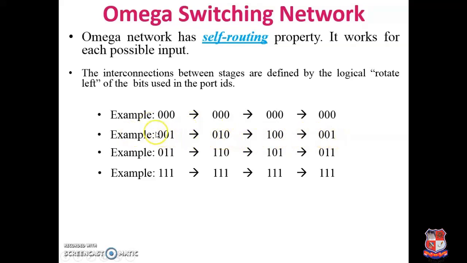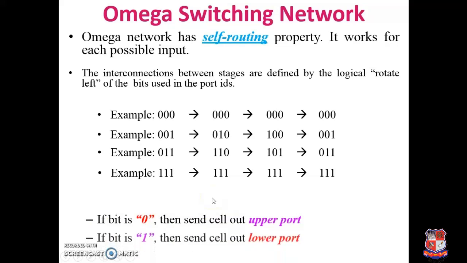So over here you can see this is the rotate left: 001, 010, 100, and 001. If the bit is 0, then send the cell to the upper port of the switch, and if the bit is 1, then send the cell out to the lower port of the switch.